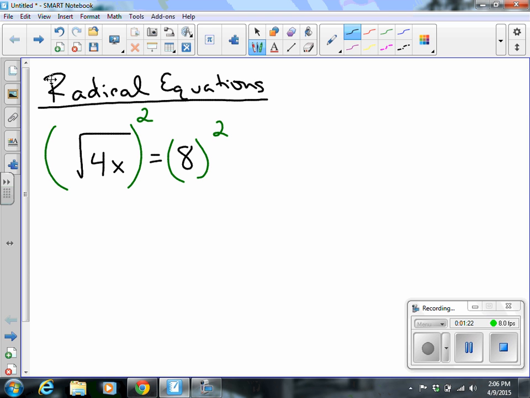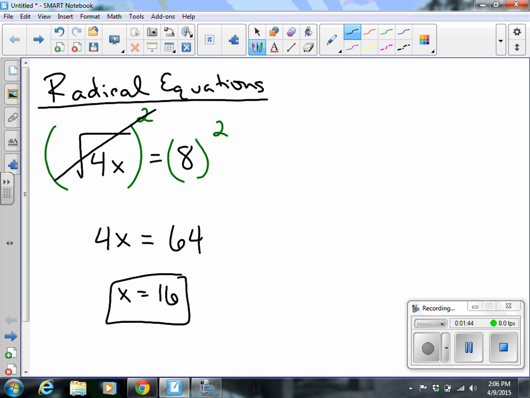So when I square the left side, this cancels out. So I really have 4x equals, well, what is 8 squared? That's 64. Now that I've got rid of my square root, I can just solve this algebraically. So then I would divide by 4 and x equals 16. So this one was a basic example, but let's get a little bit more challenging here.